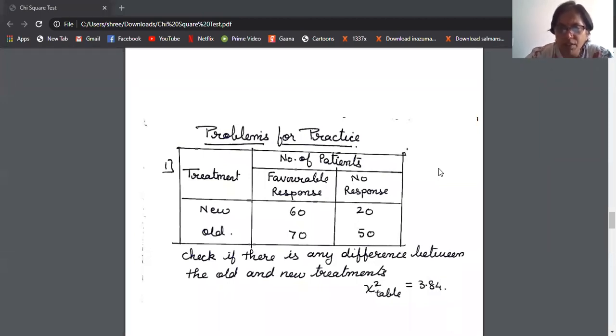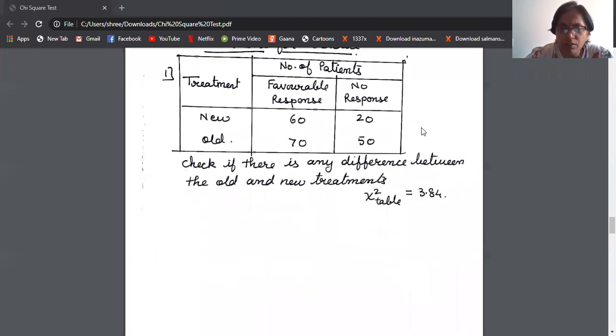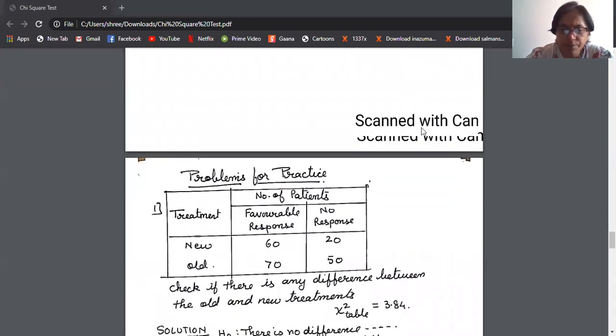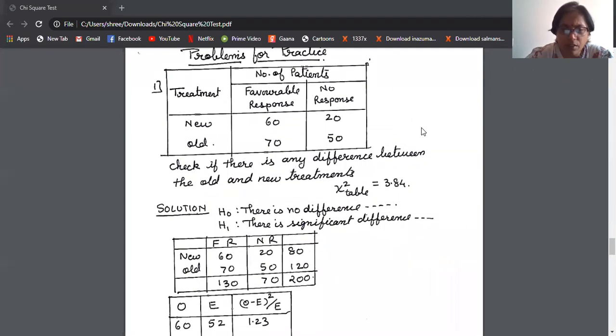Yes, I think Purvi has finished. So let us see the first part. First you have to set up the null hypothesis and the alternate hypothesis. The question was to check if there is any difference between the old and the new treatments. So your null hypothesis is going to be that there is no difference between the old and the new treatments. Yes, well done, Purvi, Lavanya, Gunjan.